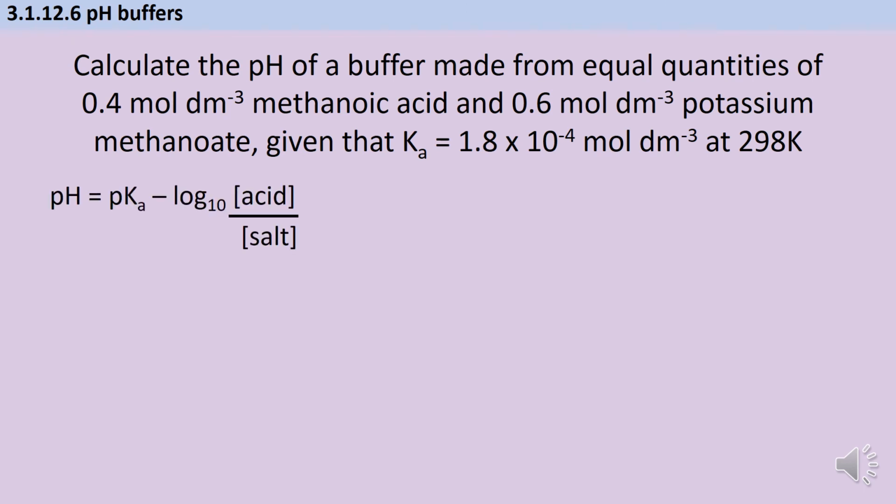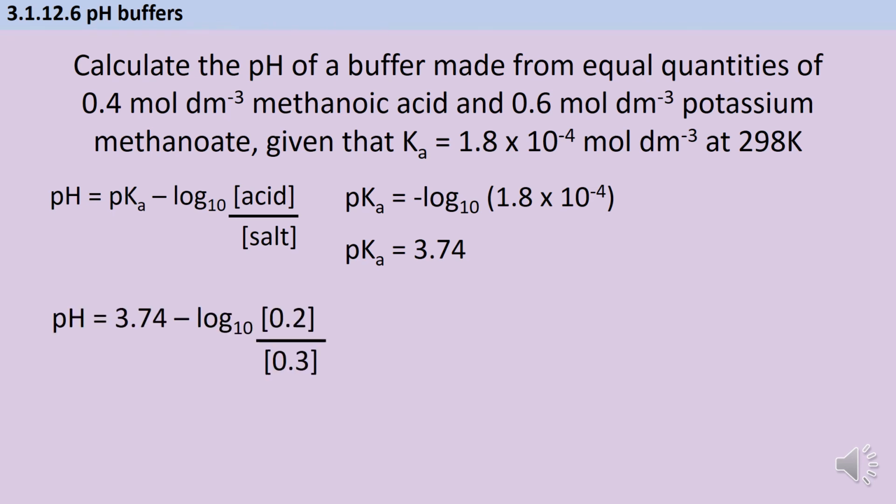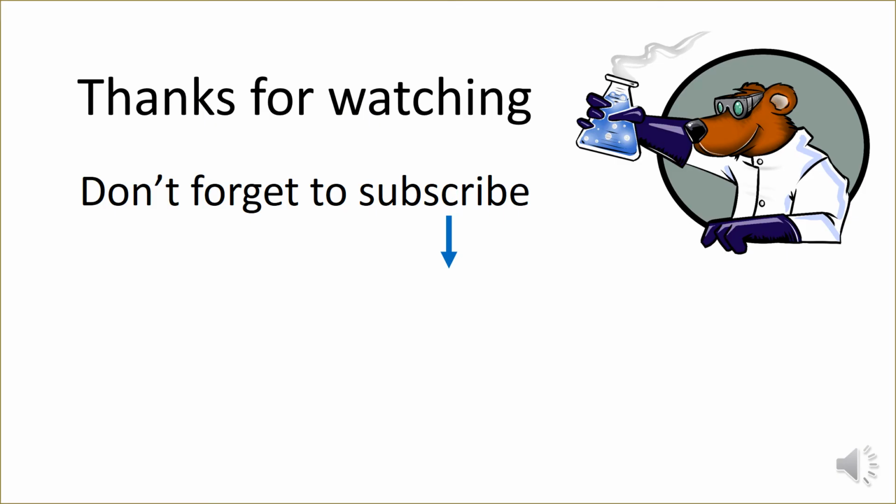My first step was to write out the Henderson-Hasselbalch equation, and then to work out a value for pKa by taking the negative log base 10. So that gives me an answer of 3.74, which I can substitute into my equation. Again, here we've got equal volumes of the two chemicals, so for my concentrations, I'm just going to half them. And then once I've worked out that 0.2 divided by 0.3 is 0.66666, I can work out that I'm going to have 3.74 take away negative 0.18. So of course those two minus signs cancel out and I'm basically just adding 0.18 and I get a final pH of 3.92.